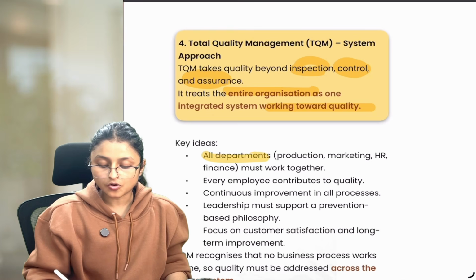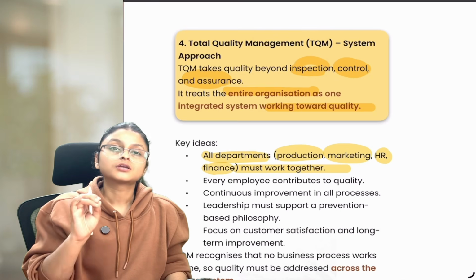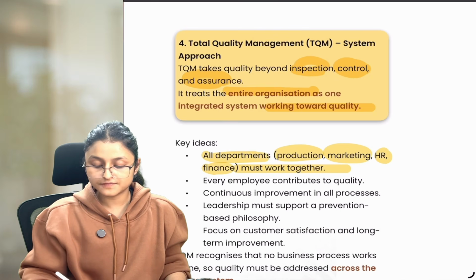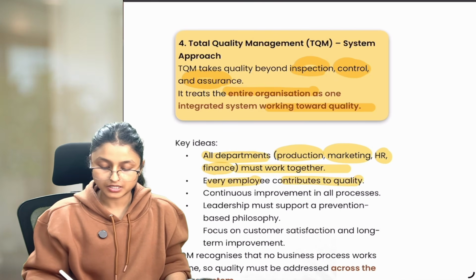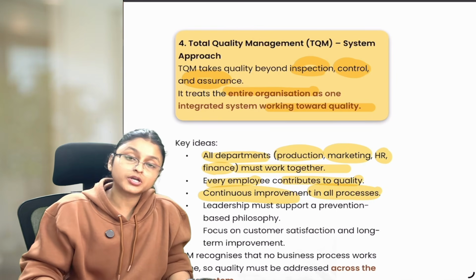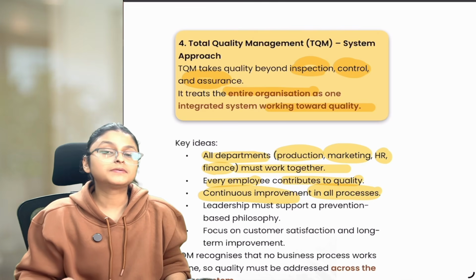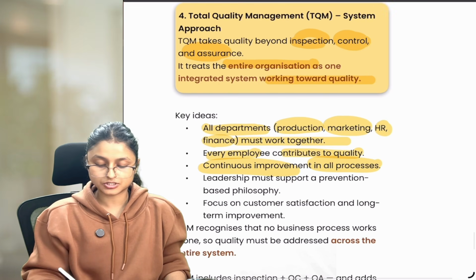So key idea: all departments, whether it be production, marketing, HR, finance, everyone is working towards improving the quality. Every employee contributes to quality. Continuous improvement in all processes, whether it be of production or anything which we are following. Every process will be continuously improved in the organization.